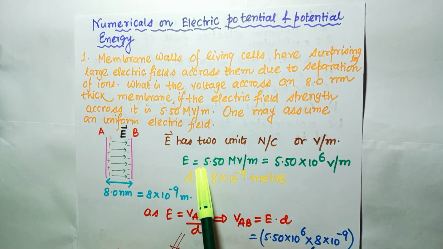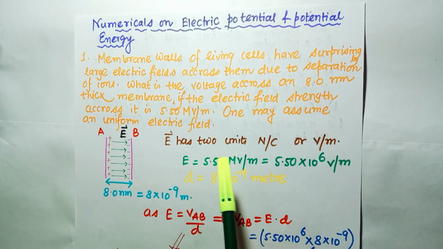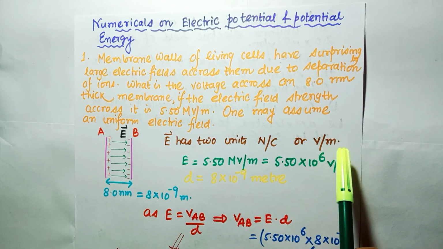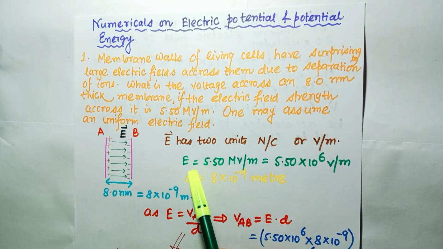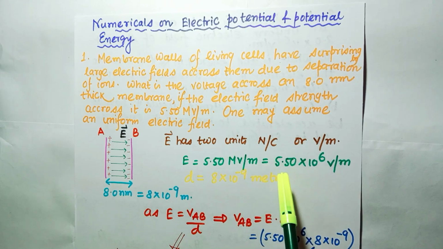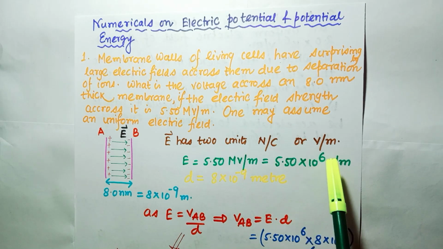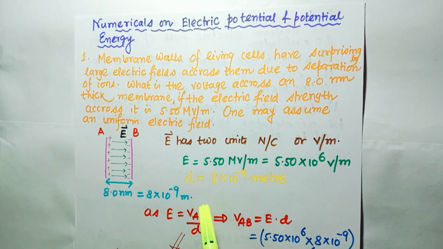We know that the electric field has two units, one is newton per coulomb or volt per meter. So here the volt per meter unit has been used. So the electric field has the magnitude of 5.50 megavolt per meter. It means 5.50 times 10 to the power 6 volt per meter. And the separation is stated as d equal to 8 nanometer, which means 8 into 10 to the minus 9 meter.